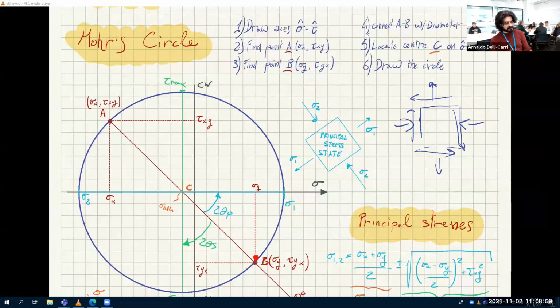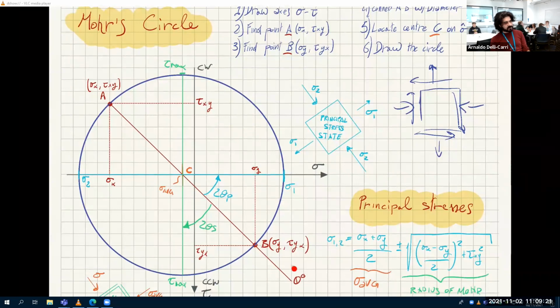You draw the line, find the center intersecting the sigma axis, then you draw the circle. Once you've drawn the circle, you have all possible stress states. They all belong to the circumference. Now, this particular stress state belongs to this and this. But if I rotate this line, which is at 0 degrees right now, if I rotate this in this direction or in this direction, I can find the 2 special stress states.